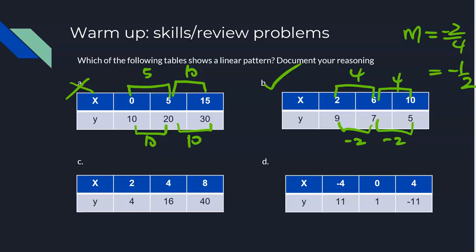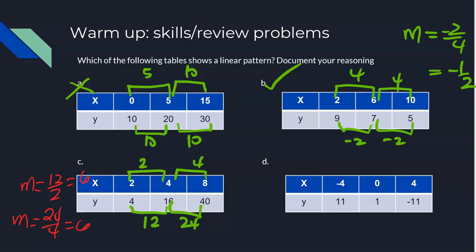Letter C. 16 minus 4 is 12. 4 minus 6 is 2. 40 minus 36 is 24. 8 minus 4 is 4. If we solve the slope here, 12 over 2 is 6. The second, 24 over 4 is also 6. So they have the same slope, and yes, this is linear.